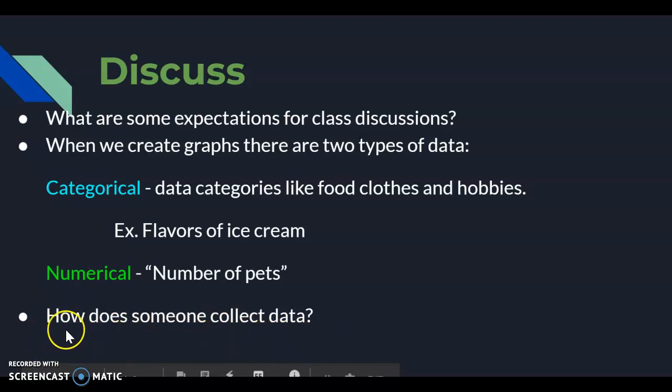So our next part here, how does someone collect the data? There could be a lot of different ways that someone collects data. Let's think about scientists who are studying animals, for instance. If they want to find out the total number of animals in a pond, one of the ways they could do it is actually just go out there and watch, and sometimes they might tag them to identify them, but they're going to count them some kind of way. That's one way to collect data.